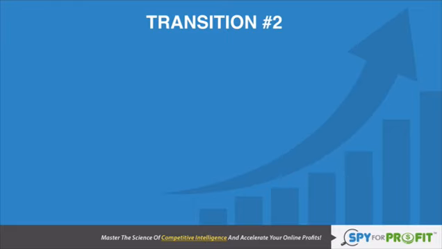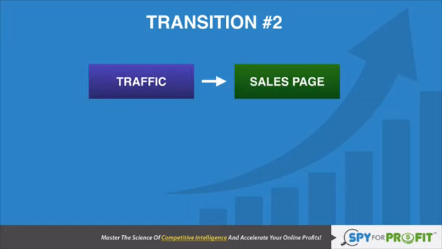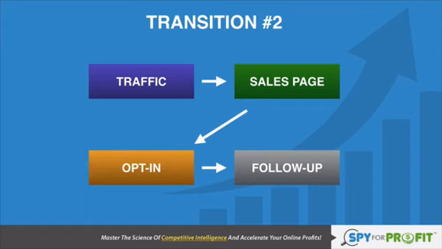Transition number two in changing this model is we then send traffic directly to our sales page. So it's no longer to an opt-in page. We send it directly to our sales page. And then within the sales page, we try to build opt-ins and then ultimately get them in that same follow-up sequence. So what we need to do is really test between transition one or model one and model two to see what creates us the most money per visitor, because that's the one we really want to go with.